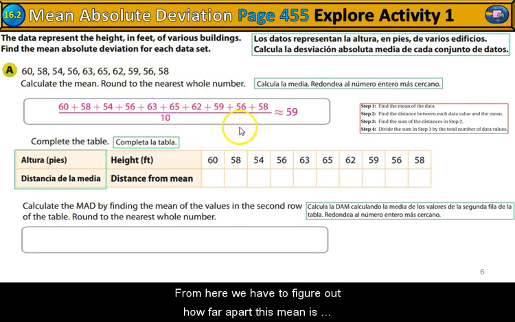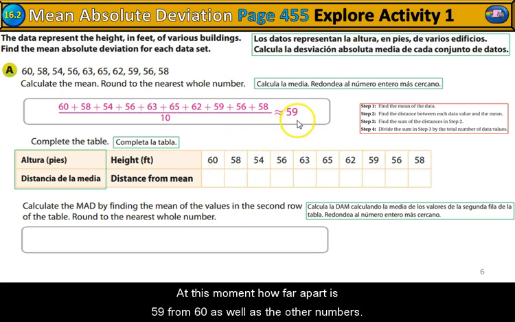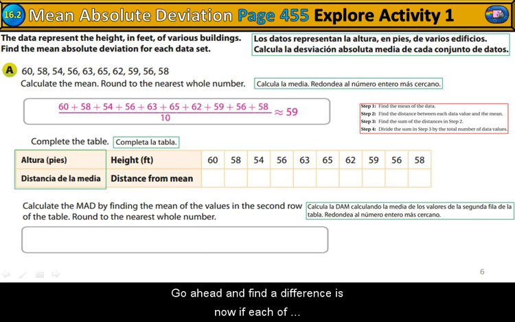From here, we have to figure out how far apart this mean is from the original values in this list. How far apart is 59 from 60, as well as the other numbers? Go ahead and find the differences of each of these by writing the correct amount inside these boxes. I'll wait a moment while you continue. Please pause the video now to complete this activity and then proceed to check your answers.